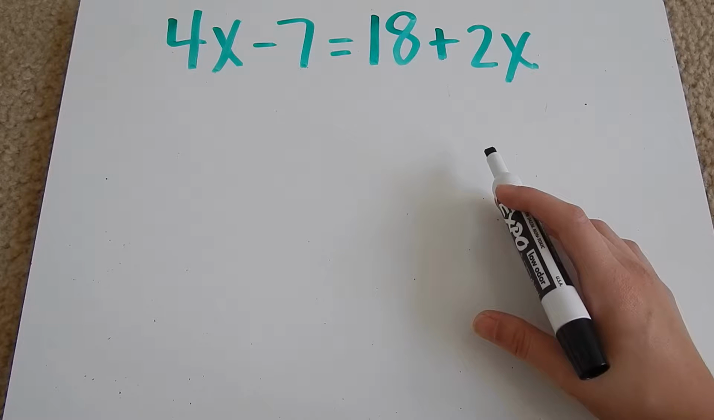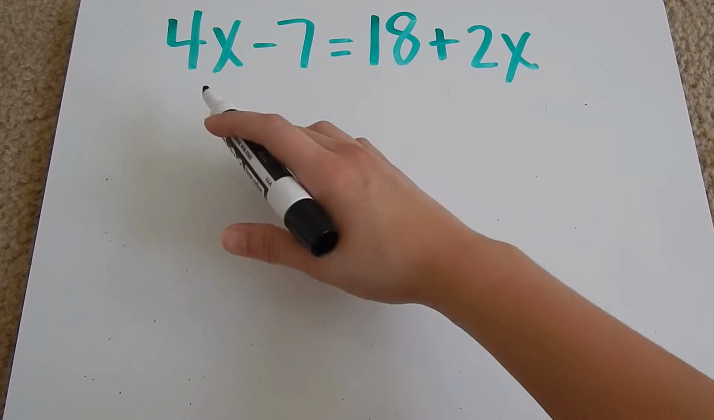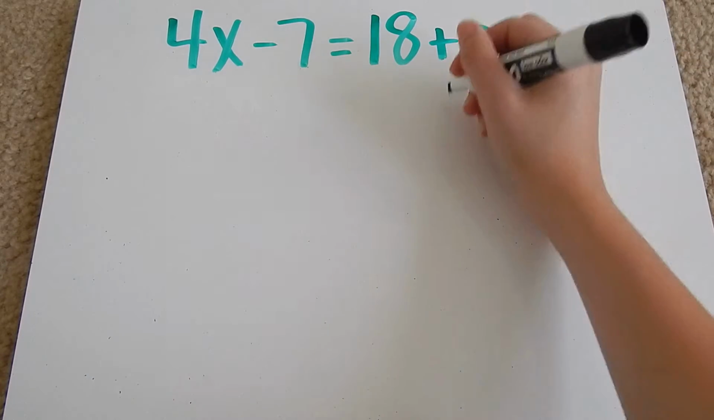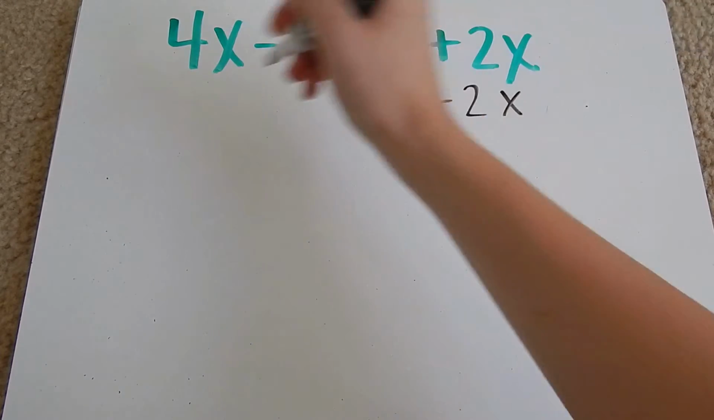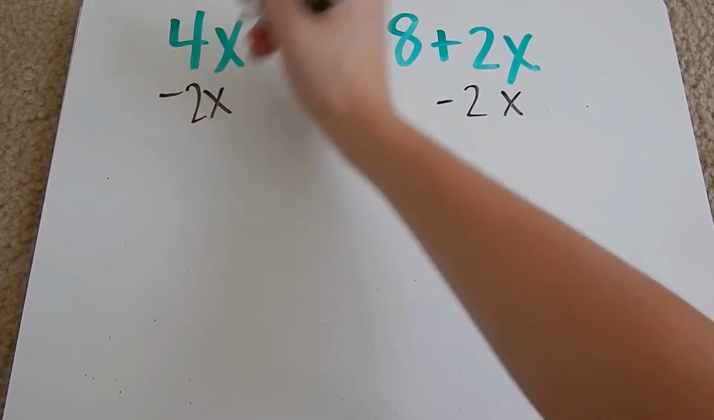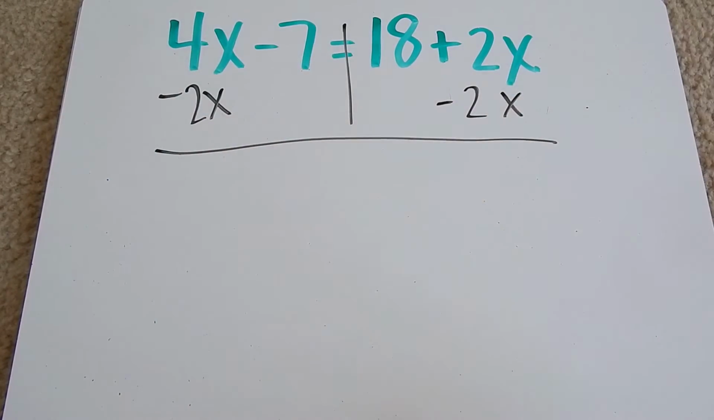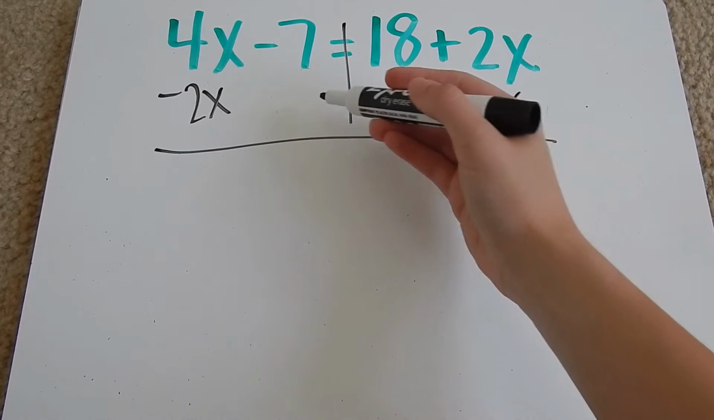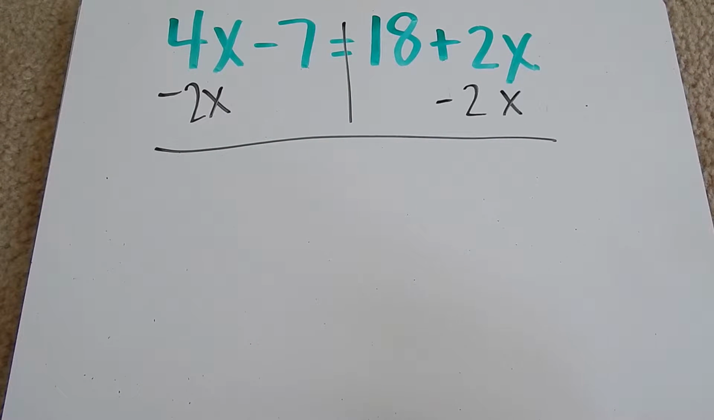So what I'm going to do, I'm going to move this 2x over to the other side. So to do that, since it's a plus 2x, I'm going to subtract 2x from both sides. Now notice how I'm subtracting 2x from the 4x. I don't want to put it over here by the 7 because those are not like terms and I cannot subtract 2x from 7.